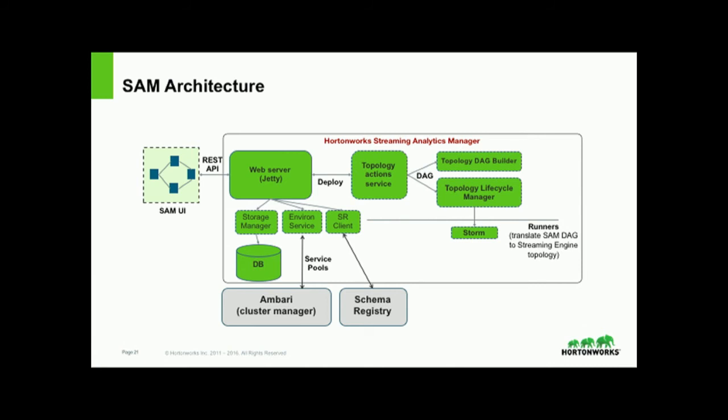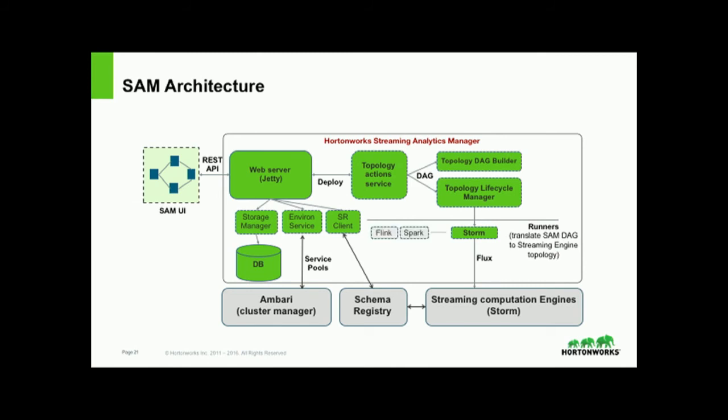Right now SAM has a runner for Storm. The main responsibility of the runner is to translate the SAM DAG into the streaming engine topology. In the case of the Storm runner, it translates it into a Storm topology and deploys it into Storm. This Storm cluster is where the actual topology is deployed and executed. While executing, it may also talk with schema registry to pull the schema information for deserialization and serialization.